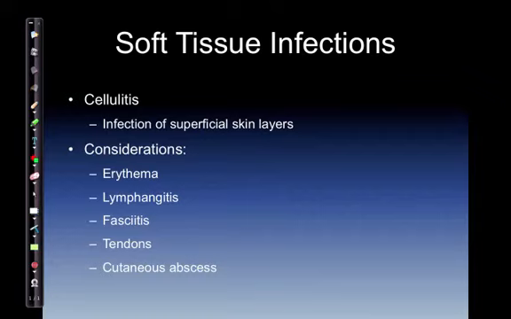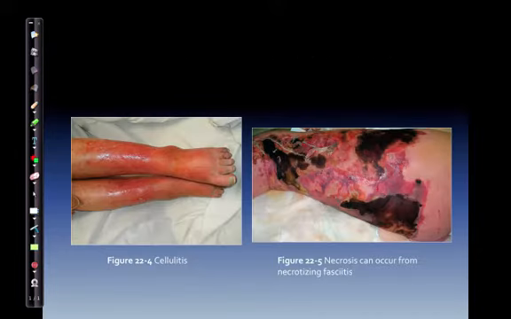paronychia, cutaneous abscess located around the nail bed, most often in the hand. And we're going to look at two figures here, figure 22.4, which is cellulitis, and figure 22.5, which is necrotizing fasciitis. This is cellulitis, so we're looking at the reddened areas here, streaking. And then all of this here is dead tissue, necrotizing fasciitis. Both of these can cause septicemia in your patient, depending on how widespread the infection gets.